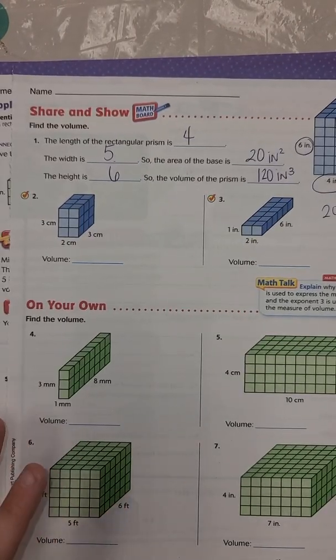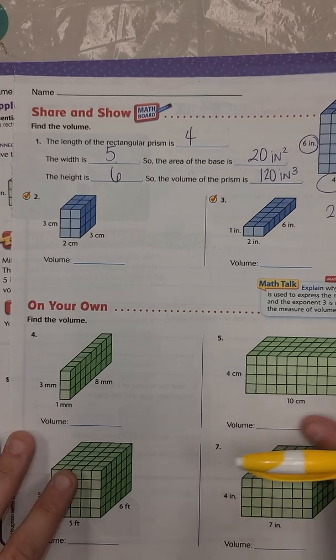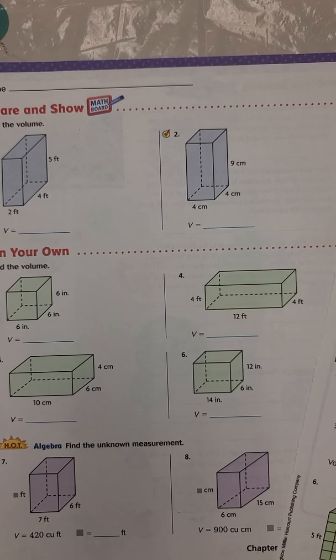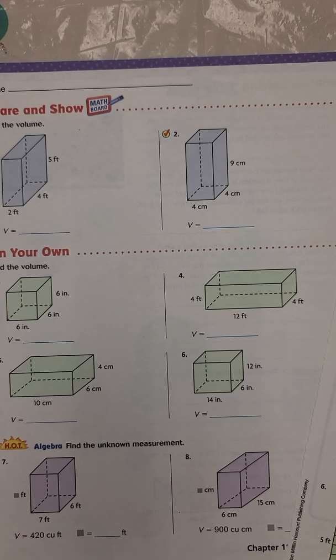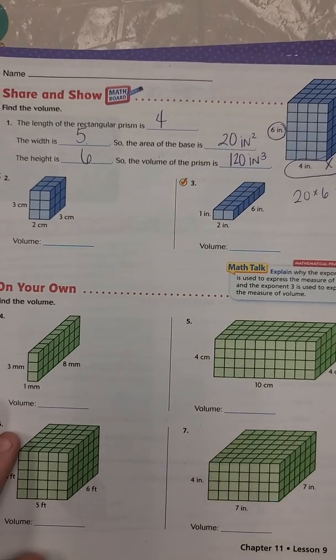All right, now we're going to do a couple of these together, and then I'm going to let you do some on your own, and then we're going to look at the next lesson just to refresh. The only difference between this lesson and the other lesson is they don't give you the boxes. They just give you the dimensions. So that's basically the only difference between the two lessons.